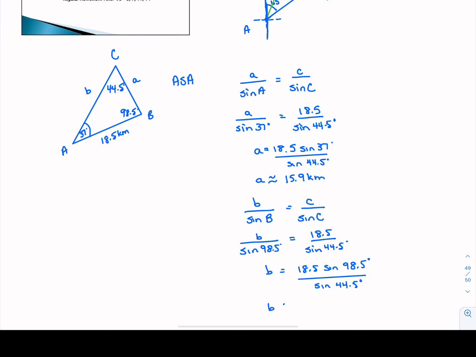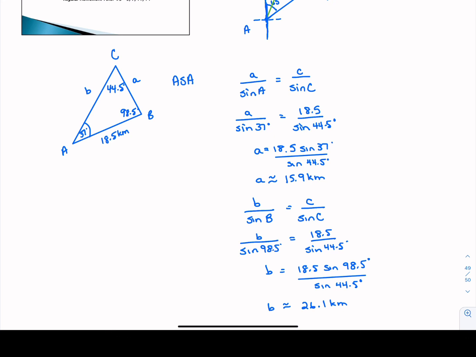So just one more calculation to go before we have your final answer. So 18.5 times the sine of 98.5, close the bracket, divide that answer by the sine of 44.5, and you get a final answer of 26.1. So 26.1 kilometers is the distance between the fire and tower A. So once again, pull all of this information together in a nice statement. So the fire is approximately 15.9 kilometers from tower B, and it's approximately 26.1 kilometers from tower A.